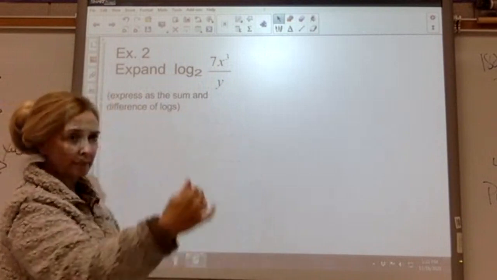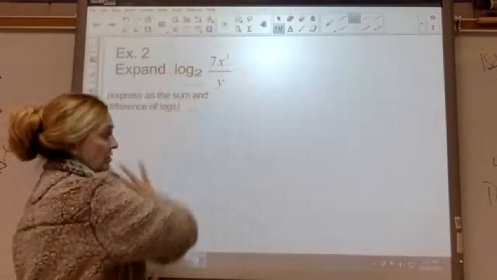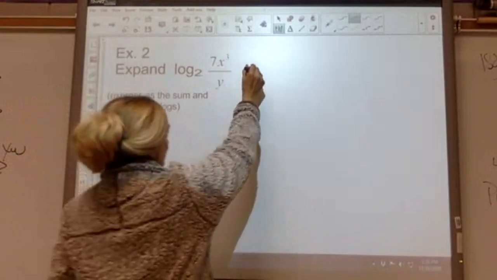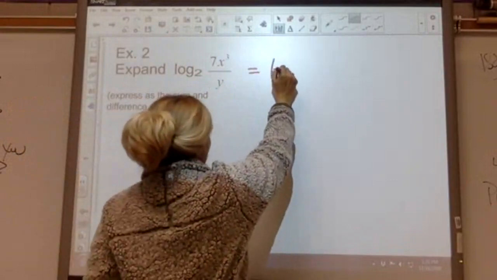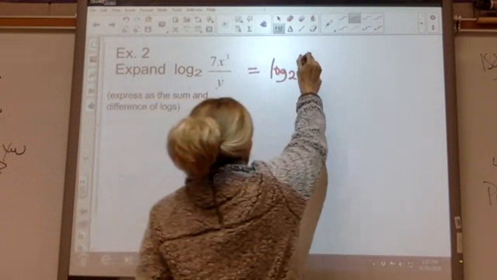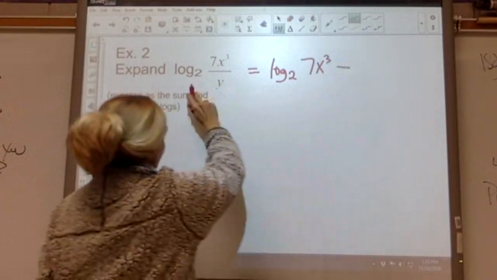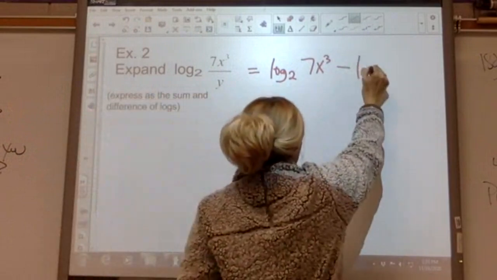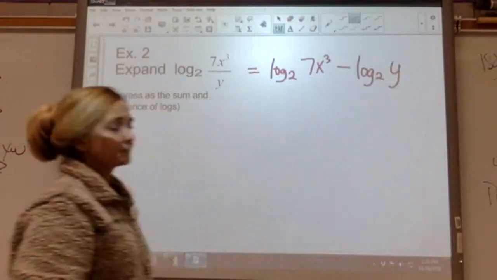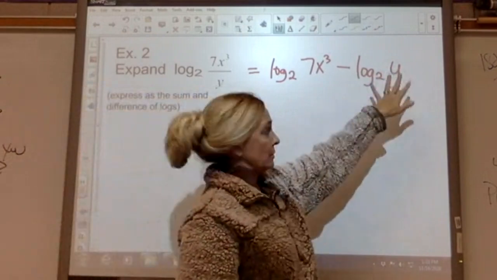Okay, now I'm going to do this step by step, but after you get the hang of it, you can just go straight from this to the final answer. All right, so when I look at this, I see division. So I would rewrite this as log base 2 of the numerator, which is 7x cubed, minus log base 2 of the denominator. And so this is just y, log of y, so it's done.